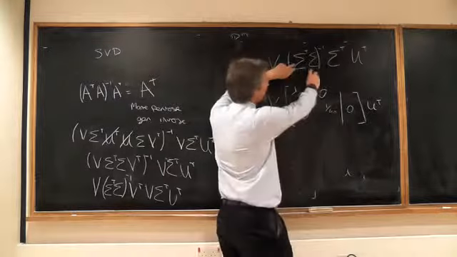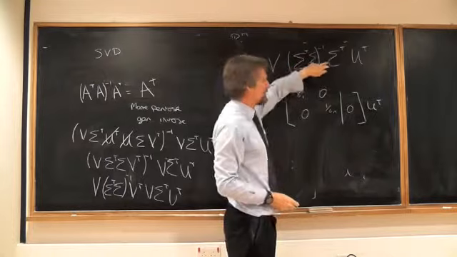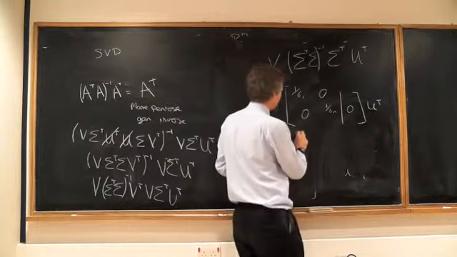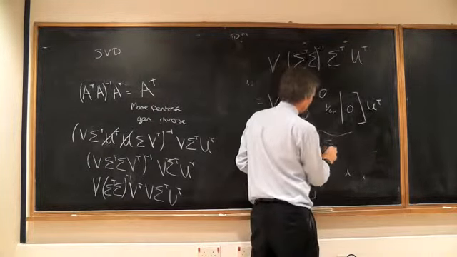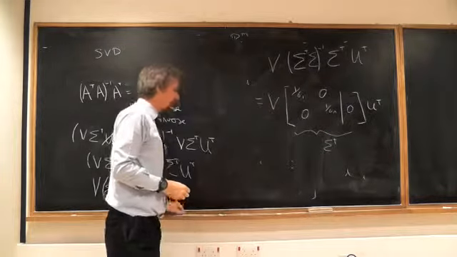Actually, this is the Moore-Penrose inverse of sigma. So this matrix is actually sigma dagger. It's just because it's diagonal that it's easy to calculate.